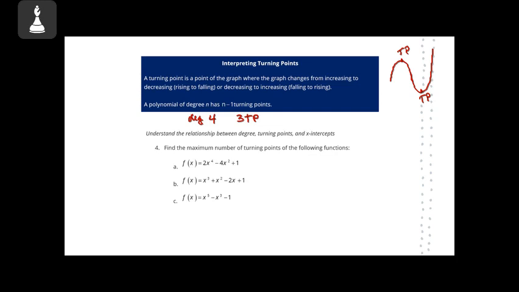So the first function, 2x to the 4th minus 4x squared plus 1. So we have degree 4. There's our highest power right there, which means the max number of turning points is 3.